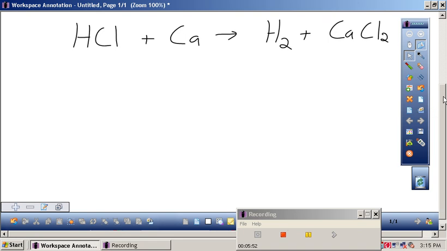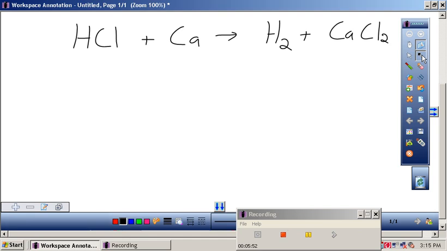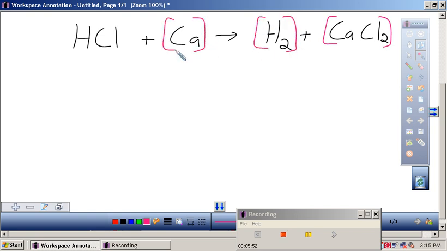Now that I have the proper ionic compounds, I'm going to box in my formulas because I don't want to change them anymore. That's set. Now I'm just going to balance it. Well, I have 2 hydrogens over here. I need 2 on the left side. So to get 2 on the left side, I put a 2 in front of there. Now I have 2 H's. I have 2 Cl's, 2 Cl's over there. Everybody's balanced.